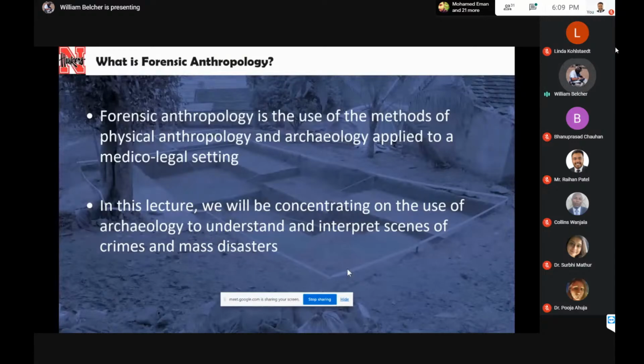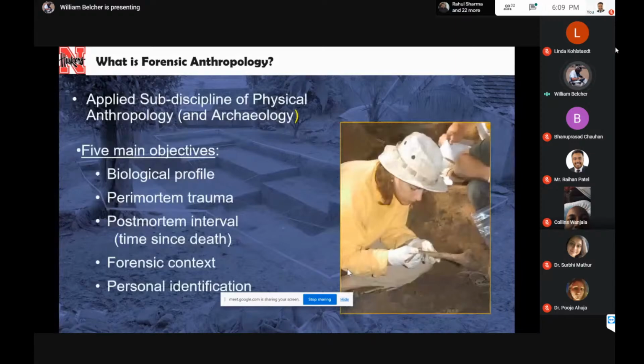But in this lecture, I'm going to be concentrating on the use of archaeology to understand and interpret different kinds of scenes of crime and mass disasters. Just think of this as a scientific, fully trained aspect of collecting and processing evidence, but in a very specific manner of using archaeology to reconstruct the past, or reconstruct what happened at a crime scene and how it has been modified since the crime occurred. So we can talk about that.